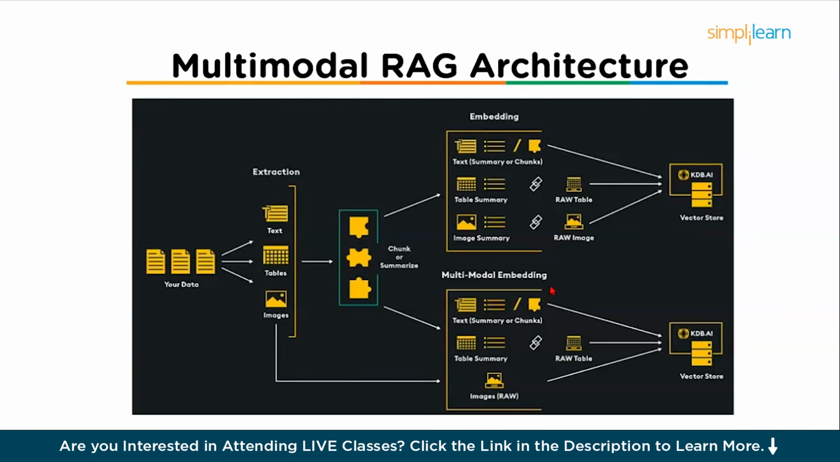And in multimodal embedding, this approach processes data across multiple formats simultaneously. Instead of treating text, tables, and images separately, it creates a multimodal embedding which allows AI models to retrieve context-rich information that combines text, tables, and images. So these multimodal embeddings are then stored in the vector store. So here is the vector store.